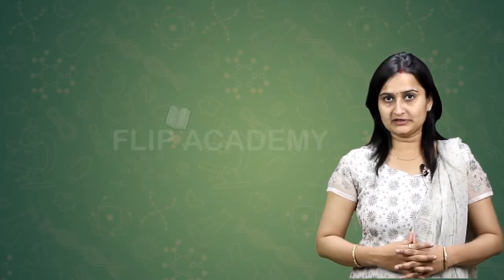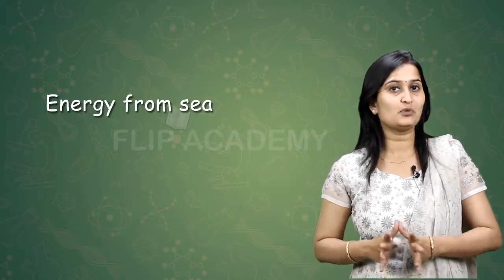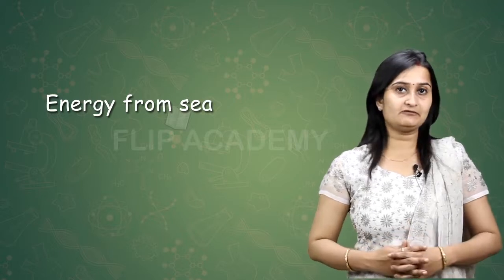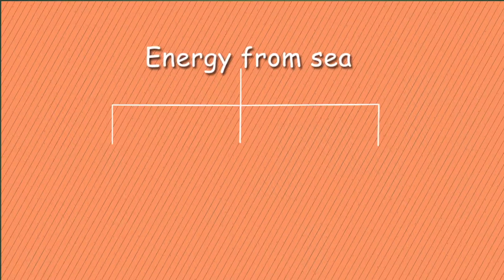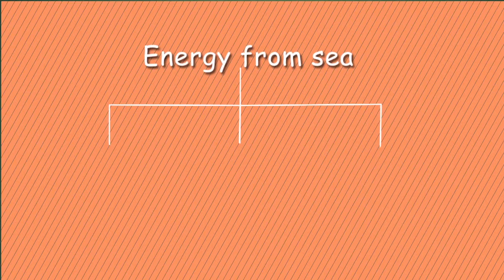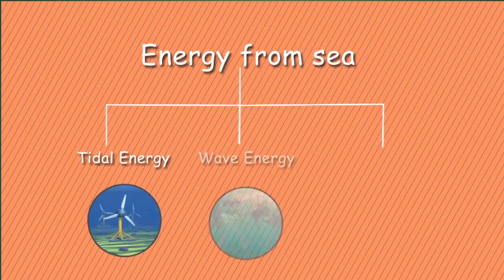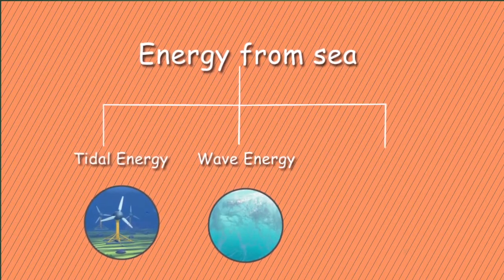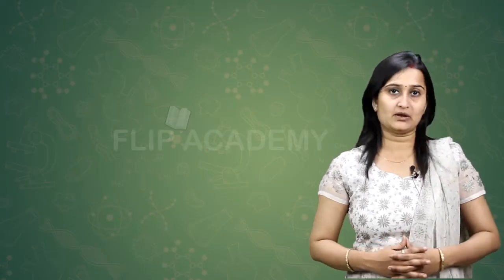Another form of energy is the energy from the sea. This energy from the sea is divided into three parts. First is tidal energy, second is wave energy, and third is ocean thermal energy. Now let's discuss it one by one.